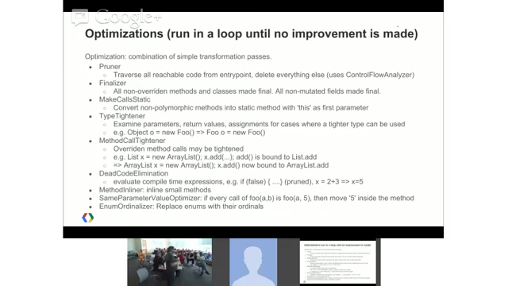Type tightener, basically, as it says: if you have declared a type for a variable, but you know that it's a type further down in the hierarchy that actually always gets assigned, then you can replace it. Example here: you do Object o = new Foo, then type tightener would say, okay, so o is actually a Foo, always, and that will be used later to devirtualize. It's a kind of type inferencing, but it's global in nature, not local. So it basically applies across the whole program.